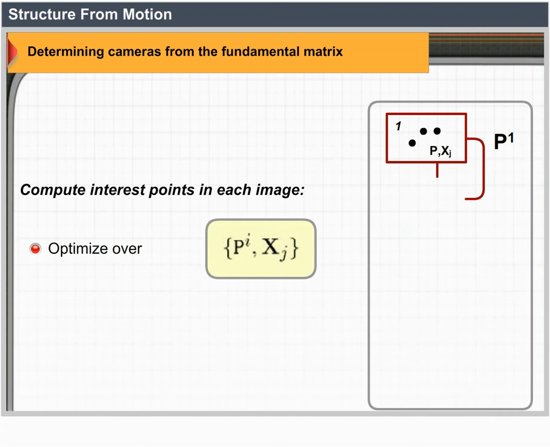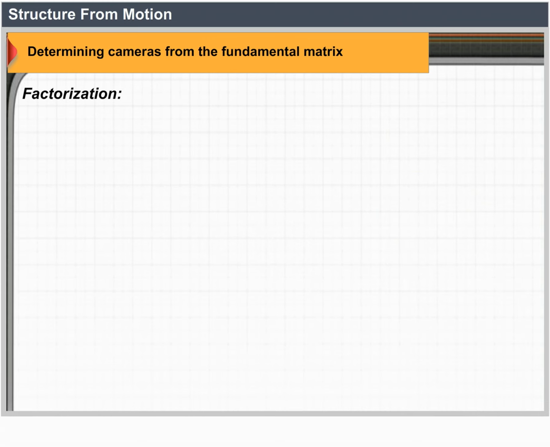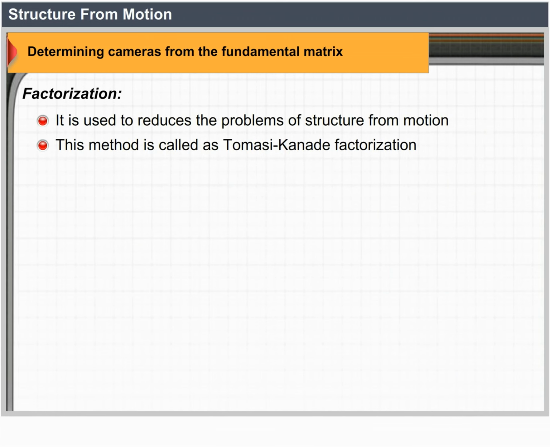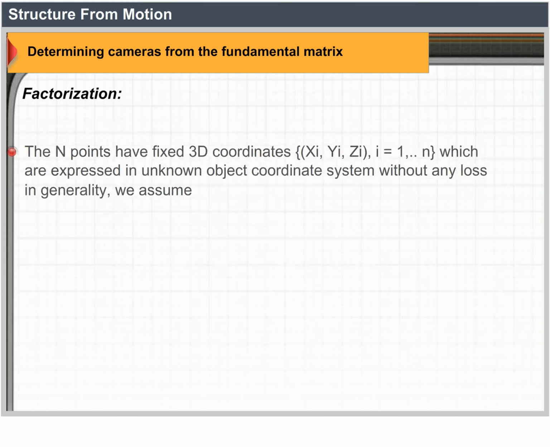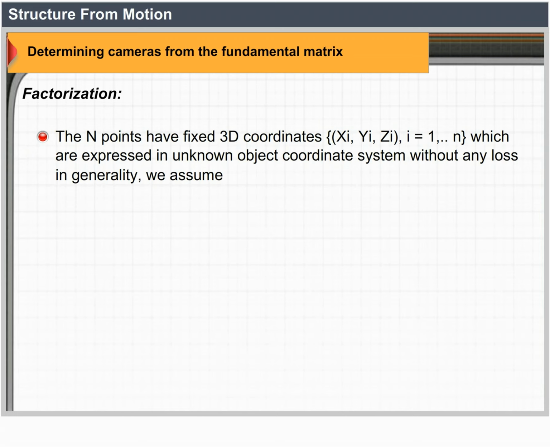Factorization. It is used to reduce the problems of structure from motion. This method is called Tomasi-Kanade factorization. Let us assume F equals image frames and N equals corresponding imaging points. The N points have fixed 3D coordinates xi, yi, zi, where i equals 1 to N, which are expressed in an unknown object coordinate system. Without loss of generality, we can make the assumption as shown on the screen.